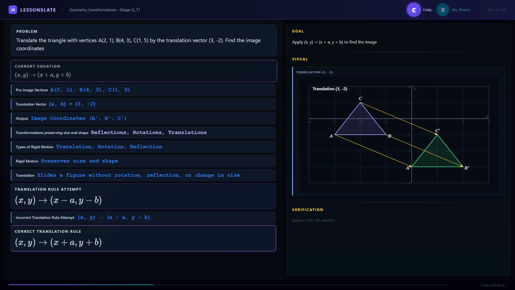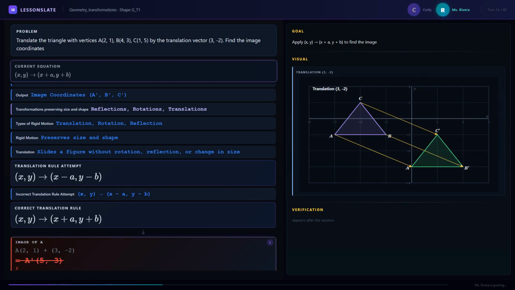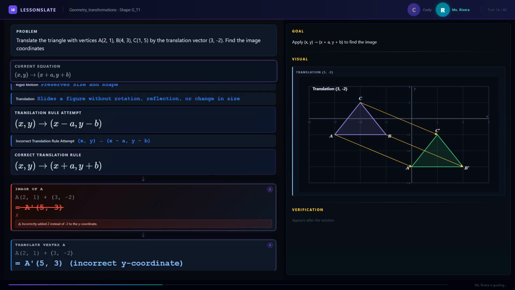Okay, so for A at the point 2, 1 and the vector 3, -2, I'd do the point 2 plus 3, 1 plus 2. So A prime would be the point 5, 3. Is that how I'm supposed to apply the rule, Ms. Rivera? Good try with A prime, Cody. You correctly applied the translation to the x-coordinate. However, let's recheck the y-coordinate. Remember, our translation vector is 3, -2. What happens when you add a negative number to the original y-coordinate? Can you try that one again for A prime?